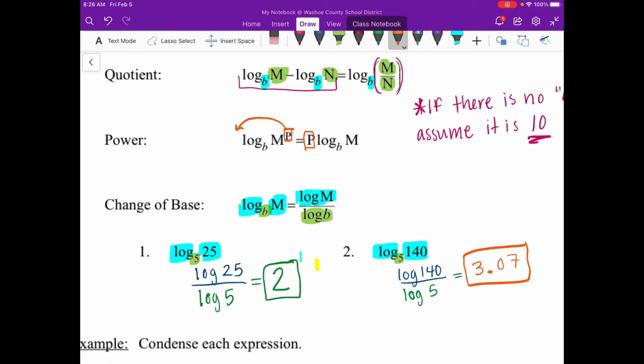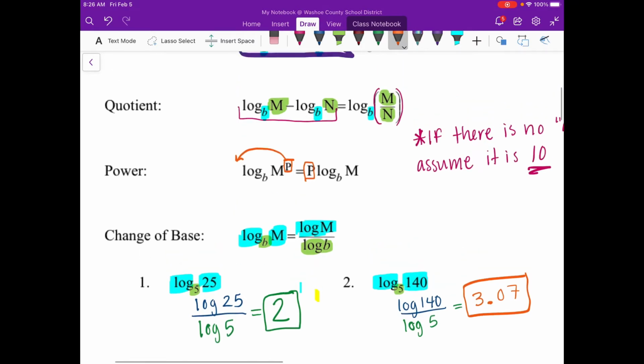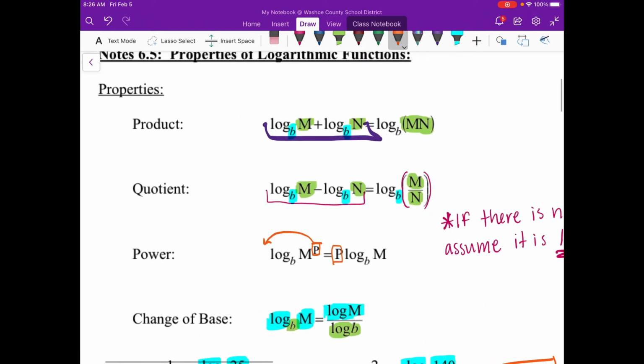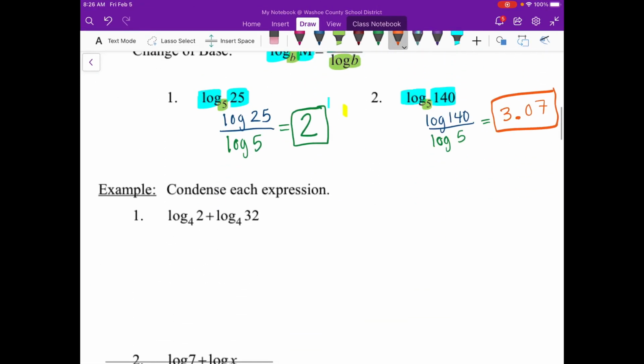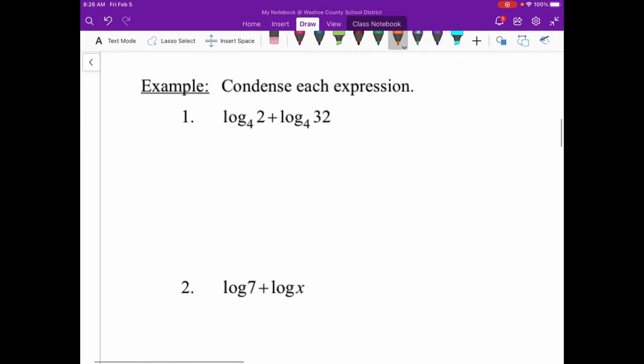Now we're going to be condensing and expanding expressions using these properties we just talked about. So remember, anytime you are adding log terms, you're actually going to be multiplying those terms together as long as they have the same base. If you are subtracting them, you're actually going to be dividing as long as they have the same base. And we are going to practice all of that right here.